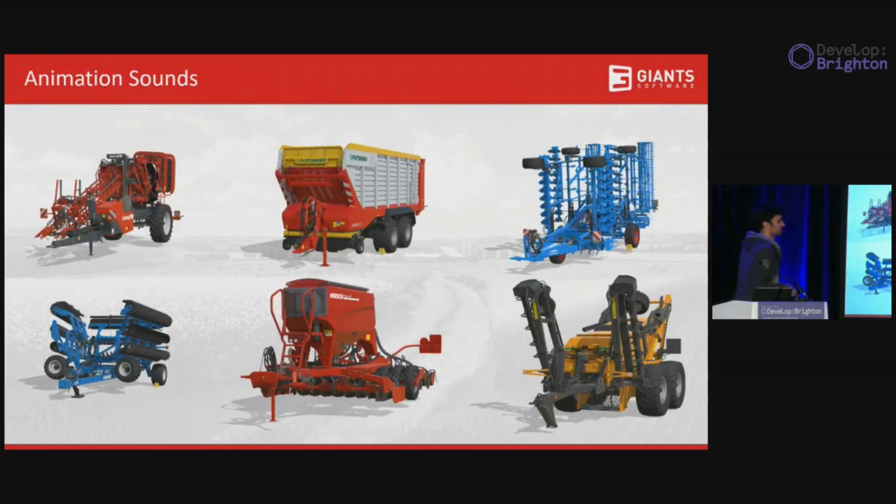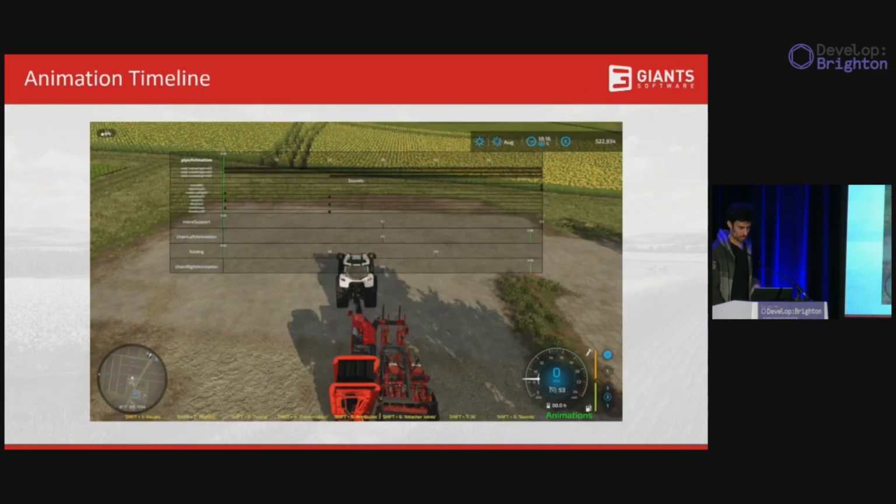Okay, then let's go to the animation sounds. For the animation sounds, our game has around 400 vehicles and attachments in total. Here you can see some of the attachments: harvesters, trailers, cultivators, seeders, stone pickers, and attachments work mainly with animations. Here I have an example of one animation, and I will explain how our timeline works. Let me just play the video for you.